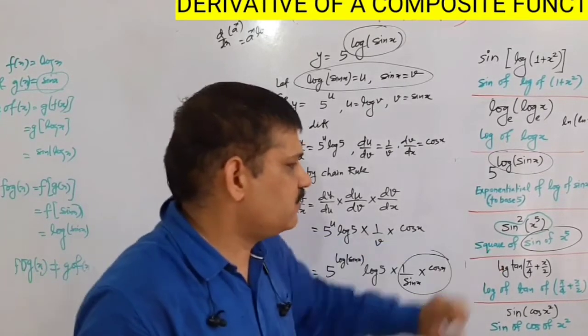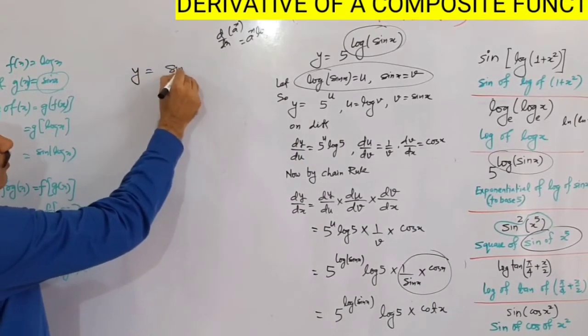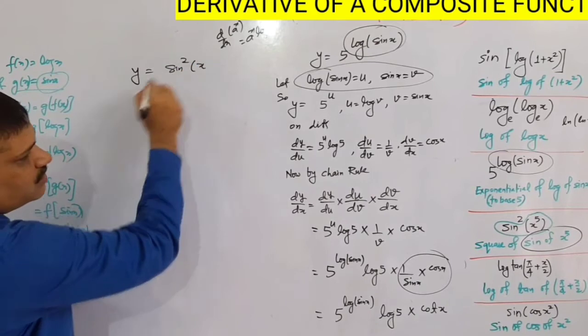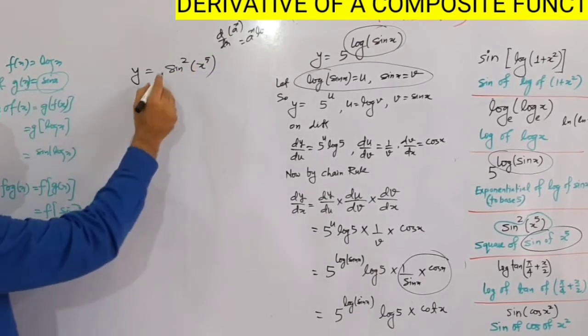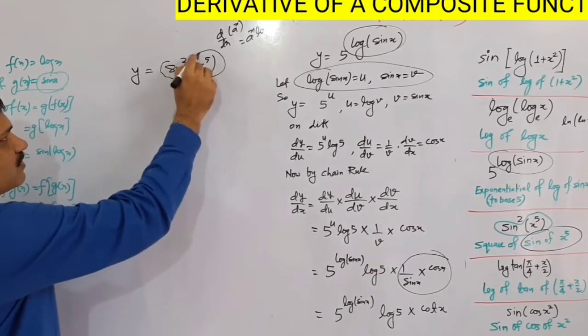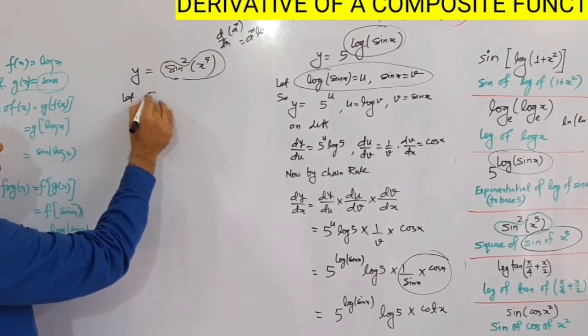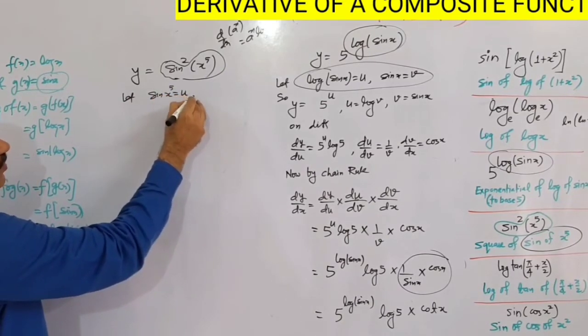Now we talk about this. This is simply square of sine of x raised to 5. So square of a variable, square of something, this will be treated as u. So let sine of x raised to 5 be equal to u.